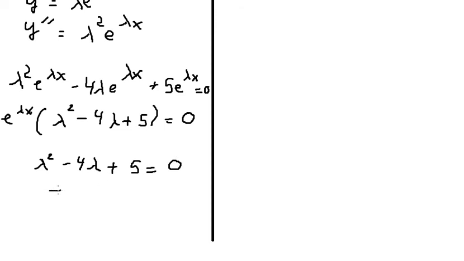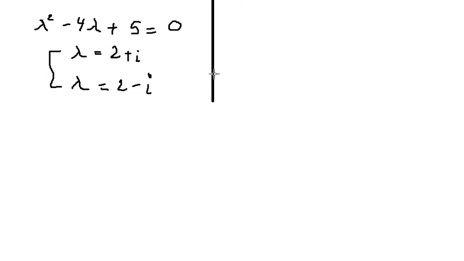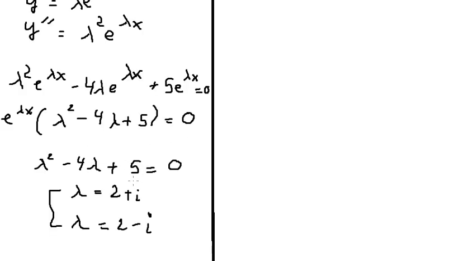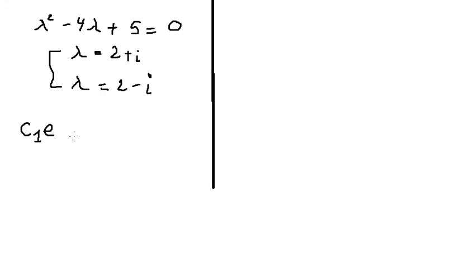So we got two solutions. The first one is 2 plus i, and the second one is 2 minus i. So we got C1 e to the power of, we put 2 plus i and 2 minus i into this lambda, and we got (2 plus i)s. C2 is e to the power of (2 minus i) multiplied with s.